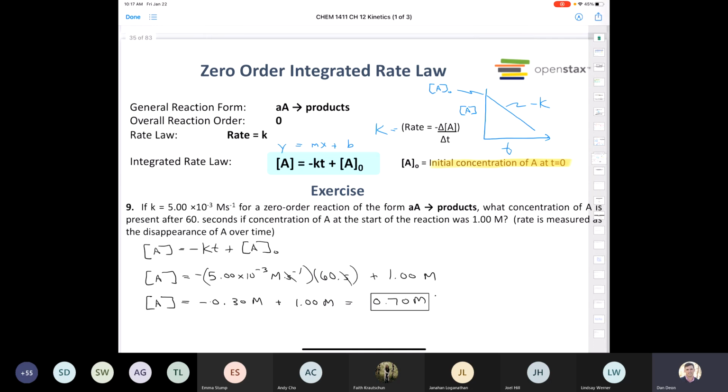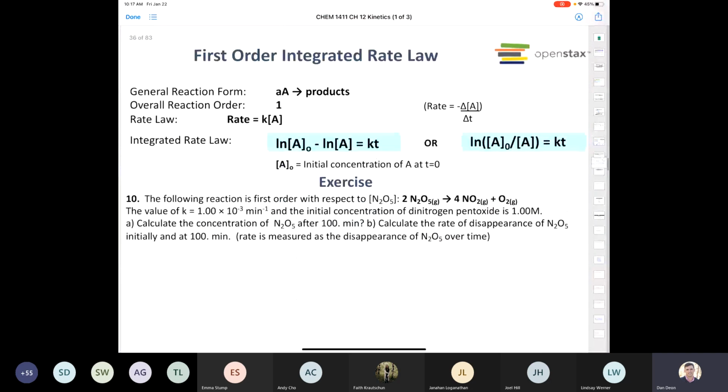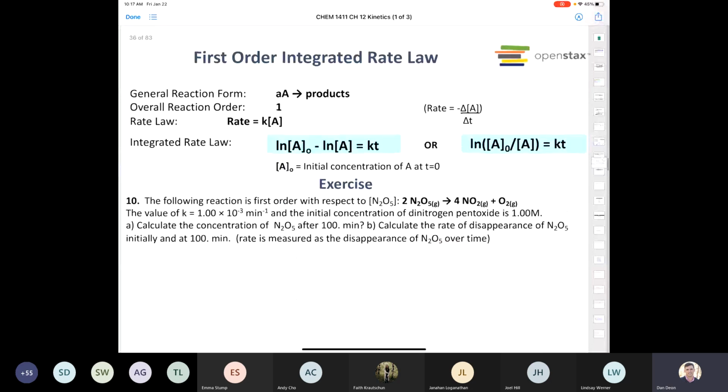Okay, and let's take a look at a first order integrated rate law. All right, same kind of thing. If we have just our good old simple reaction, A going to products, it's the only kind of reaction that we're going to look at integrated rate laws for. Once you get two reactants, it gets a lot more complex. So don't worry about that. That's another class, okay?